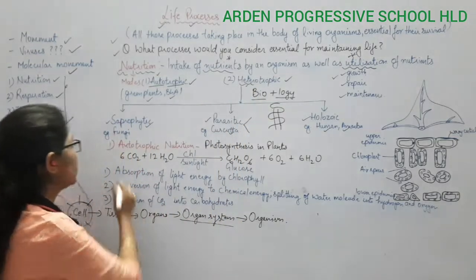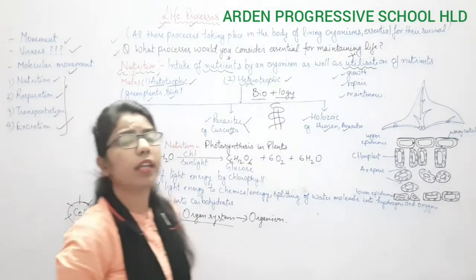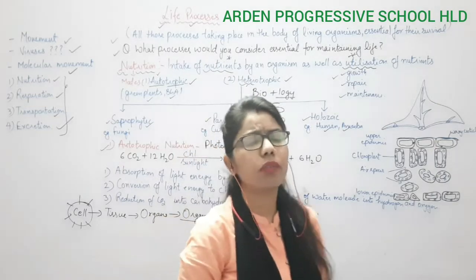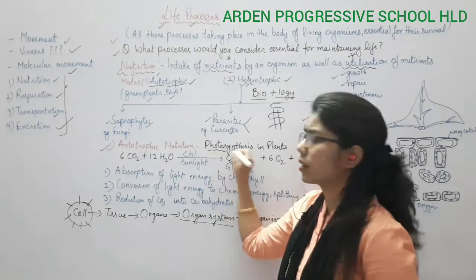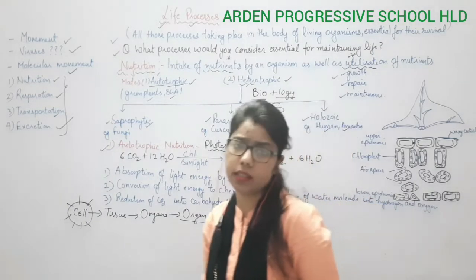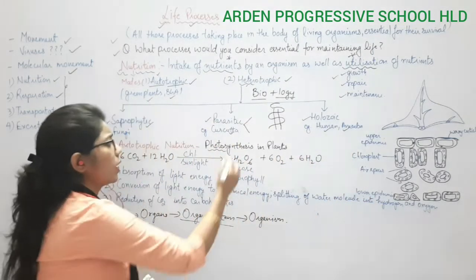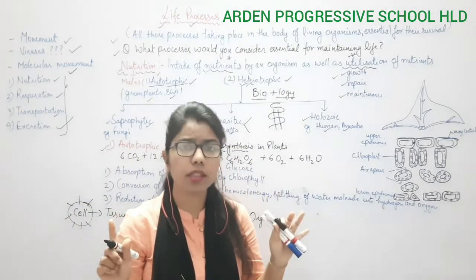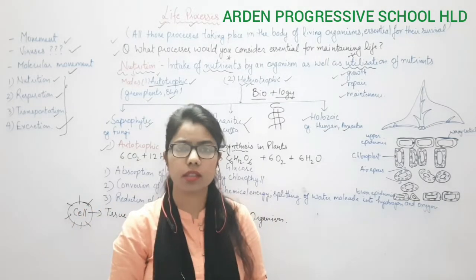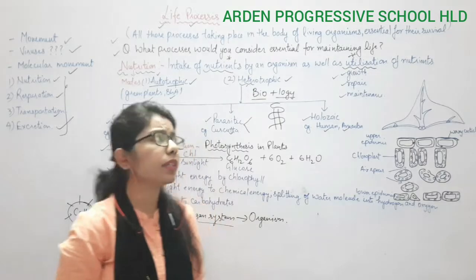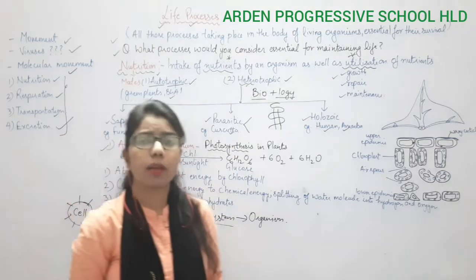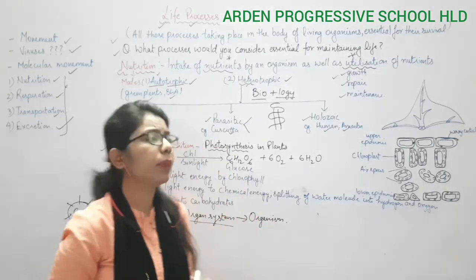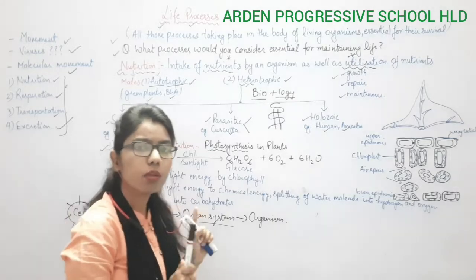So now comes another very important topic, autotrophic nutrition. Here we have discussed that the autotrophic mode of nutrition is nothing but photosynthesis, which takes place in plants. So what are the different steps in photosynthesis? First, we have to understand the basic requirements for photosynthesis. We all know this. The basic requirements for photosynthesis are carbon dioxide, water, sunlight and chlorophyll.